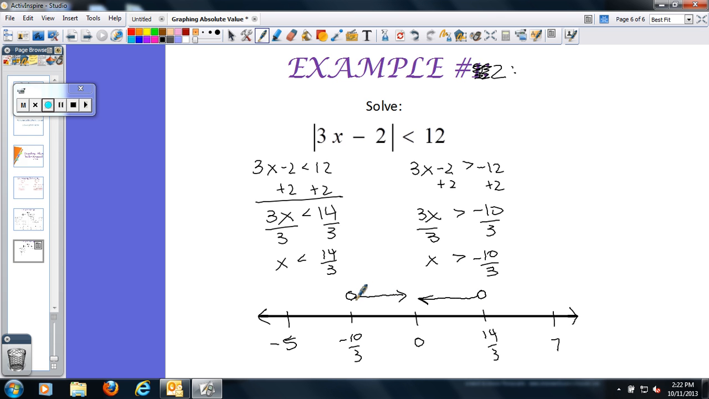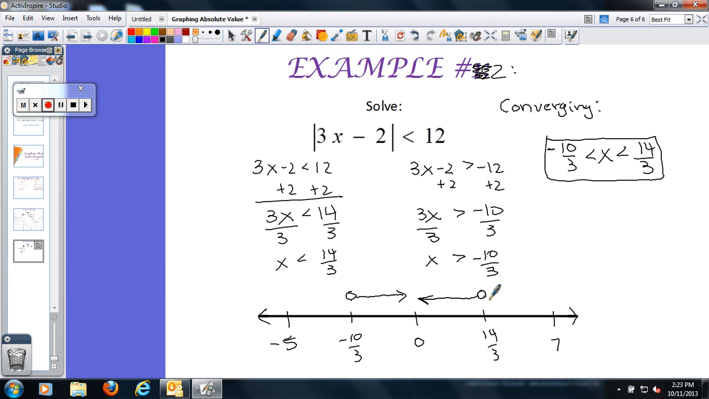Now you can see that my answers are between these two numbers. So I can pick any number between them, and it will make my inequality true. Okay? And the answers are coming together. So this is what we're going to call a converging inequality, which means you have to write your answer together. So negative 10 over 3 less than x less than 14 over 3. And this would be the answer to your inequality as well as the graph for the inequality.